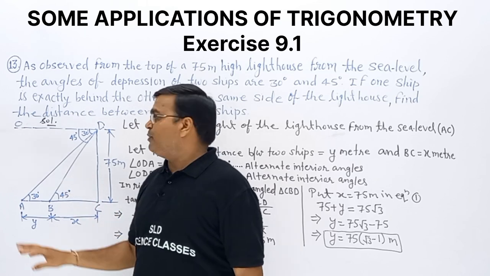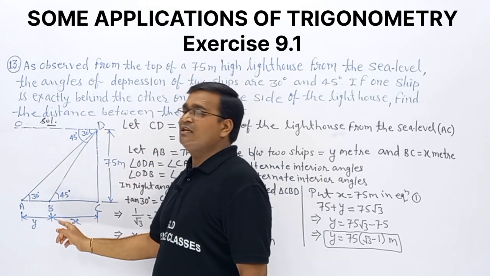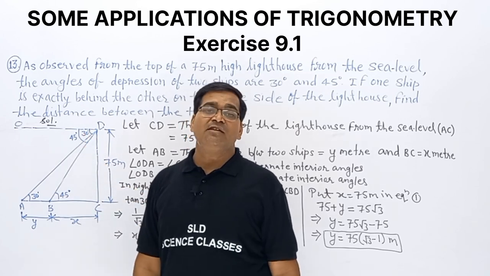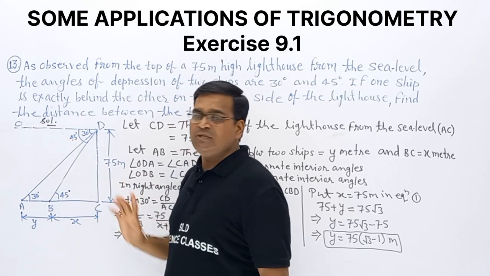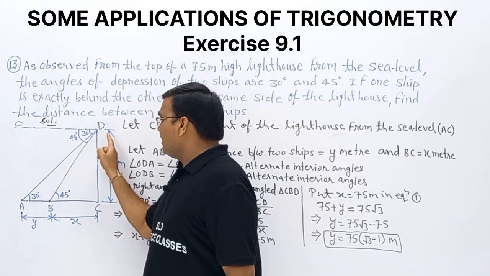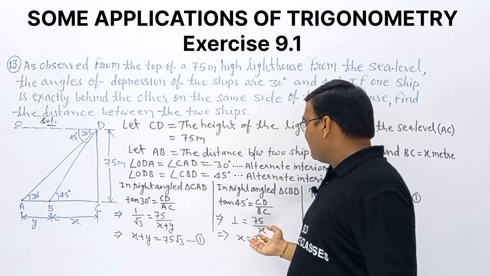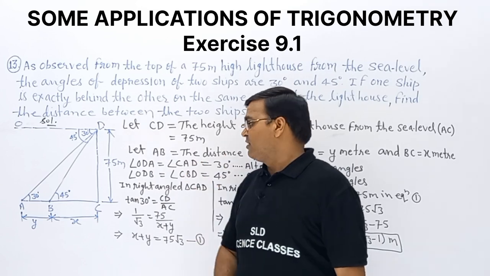So automatically what can we say, this and this are what? Parallel lines, and they are what? Transversal. Then we are getting interior angles, and we can say alternate interior angles will be equal. So this angle will be equal to this one, and this one will be equal to this one. Then we are considering this right angle triangle and this right angle triangle, and we are getting the equations, and finally once we put this value in this equation, we are getting the required result.